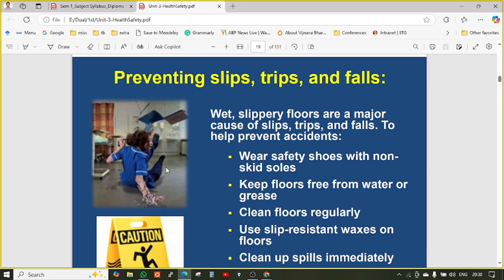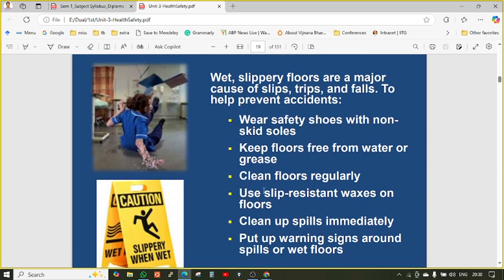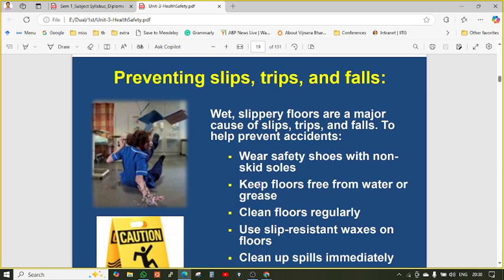So in order to prevent all these things, what can you do? Wet and slippery floors are the major cause of slips, trips, and falls. If there is grease, oil, or water on your floor, and you are in a hurry, you can slip, trip, and fall. So what do you have to do? Wear safety shoes, non-skid shoes. That is the first thing.